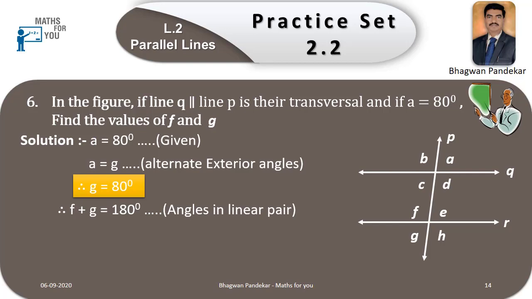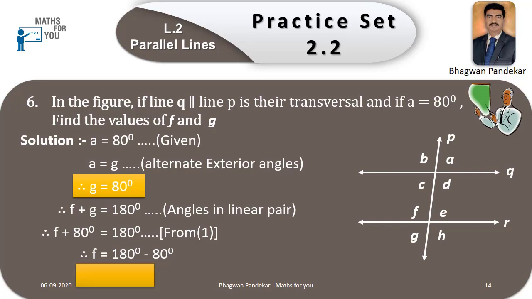Therefore, F plus G is equal to 180 degrees. Reason: angles in linear pair. Therefore, F plus 80 degrees is equal to 180 degrees from equation first. Therefore, F is equal to 180 degrees minus 80 degrees. Therefore, F is equal to 100 degrees. This is your final answer.